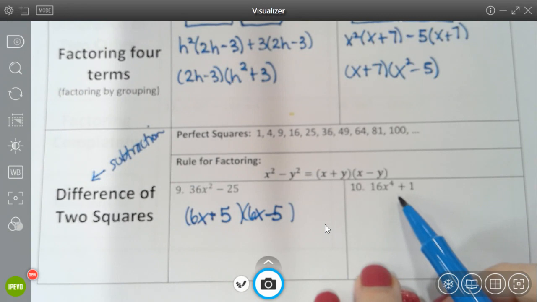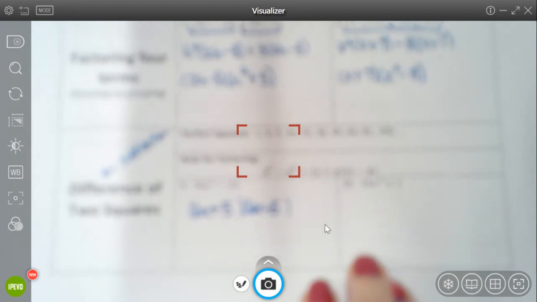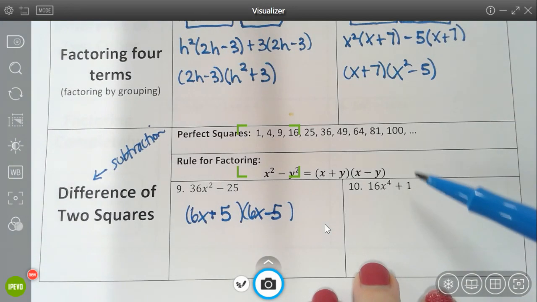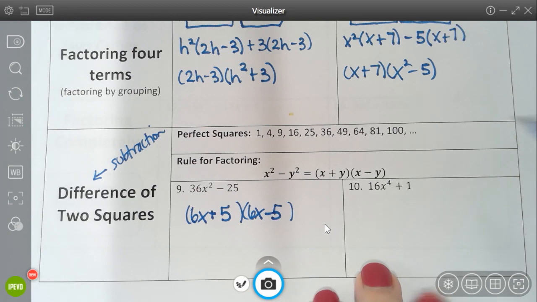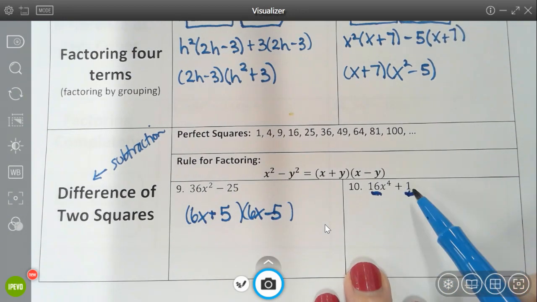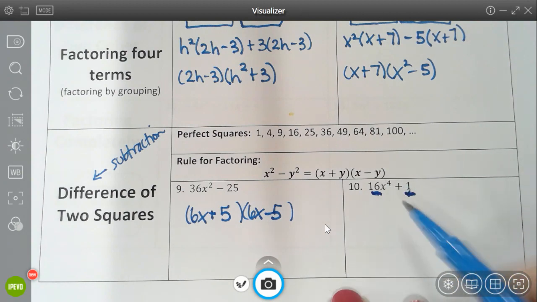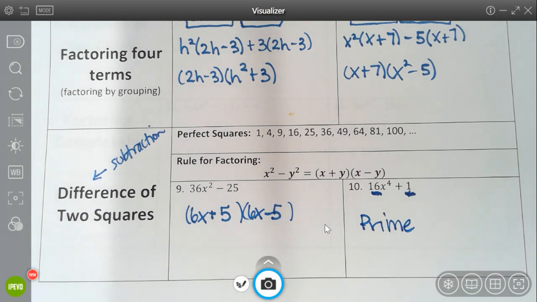Because once I change this to a plus sign, the only way to make a positive number at the end here is either to multiply by a positive times a positive or a negative times a negative. And if I have both positives or both negatives, the inner term will never cancel out. So even though this is a perfect square, and even though that's a perfect square, because this is not a minus sign, I cannot factor this. And we would just say that this example is prime.